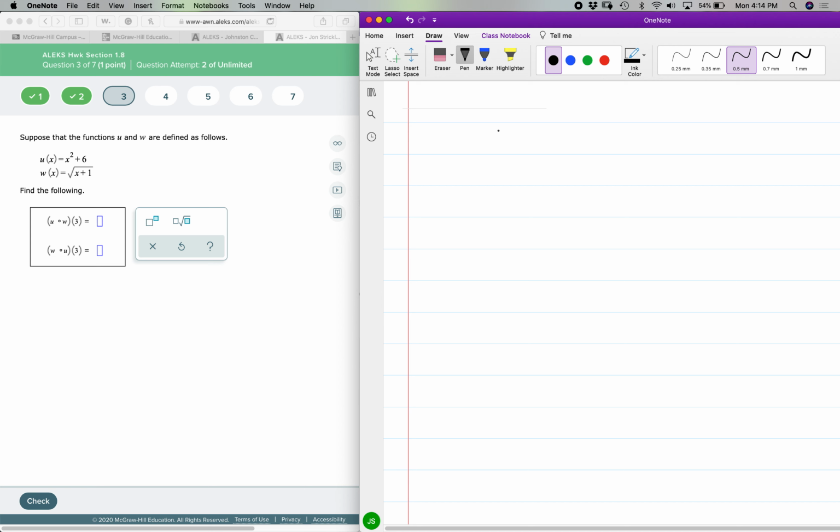Okay, now we have the functions u of x and w of x, respectively x squared plus 6 and the square root of x plus 1. And it says to find the following. So we have u composed with w when x is equal to 3. So in this particular setting, we have u composed with w of 3.